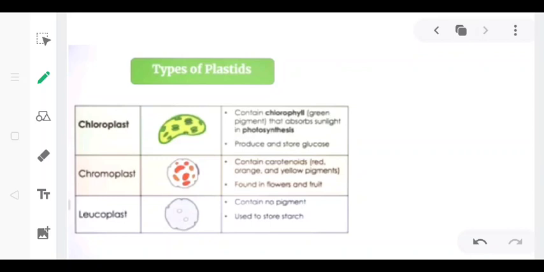So here are the types of plastids. There are three types of plastids. One is chloroplast, next is chromoplast, and third is leucoplast. Chloroplasts contain chlorophyll, which absorbs and traps the sunlight and helps in the photosynthesis process, and they produce and store glucose. They are generally present in leaves. Next one is chromoplast. They contain carotenoids like red and orange pigment, and they are generally found in flowers and fruits. They impart color to flowers and fruits. And the last one is leucoplast. Leucoplast is generally colorless, and they are used to store starch.